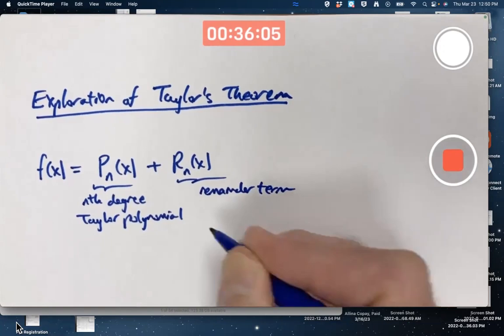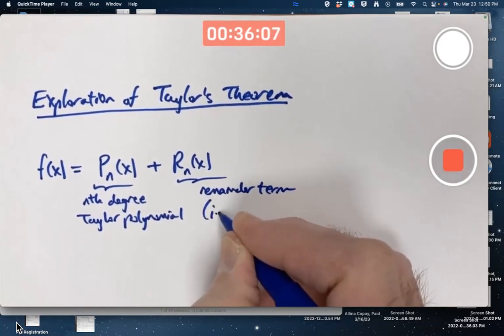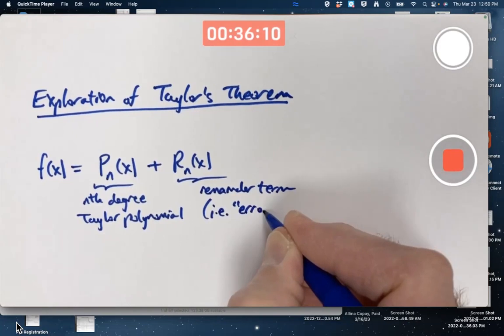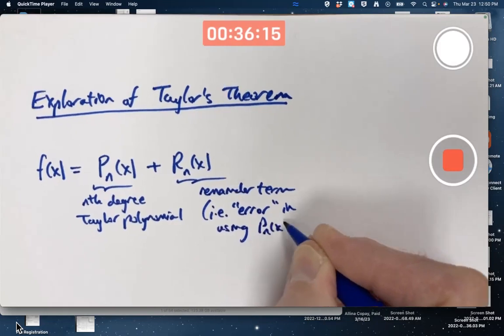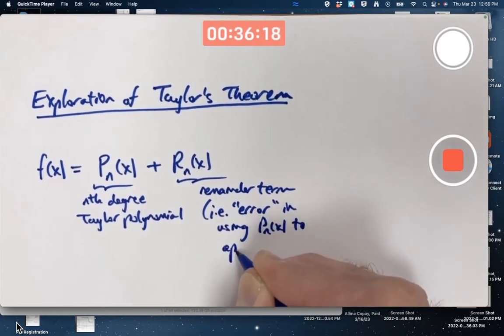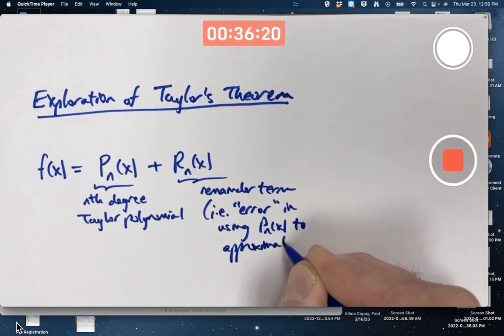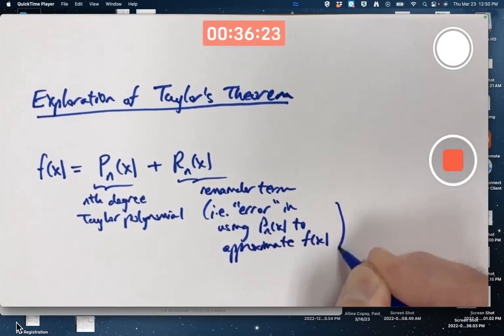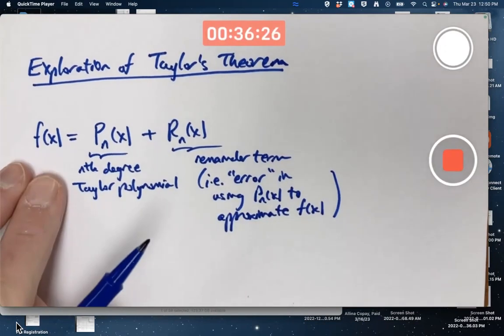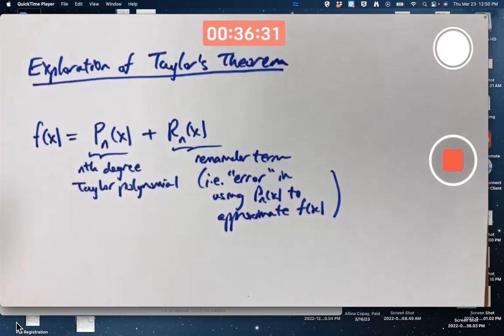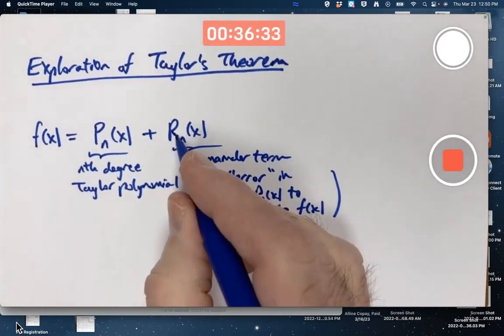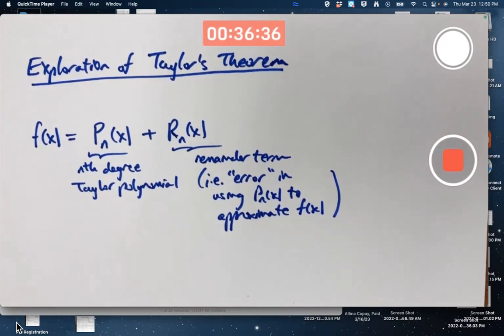You could also think of it as the error in using P_n(x) to approximate f of x. The actual function f of x that we're interested in is a polynomial approximation plus some error term called R, because it's also like a remainder in a sense, though not the usual sense of a remainder as a division. It's whatever's left over is the idea of the remainder there.